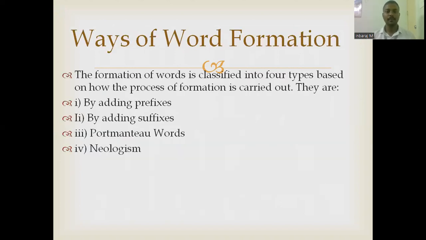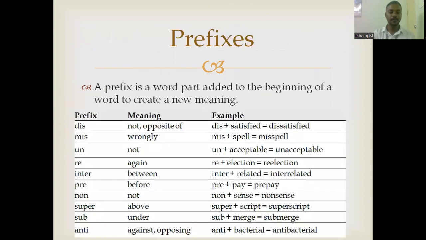So there are many ways of word formation, particularly in the English language. The four important ways in which words are formed are by adding prefixes, by adding suffixes, through certain words called portmanteau words, and through neologism. Now we'll see in detail what these types mean.